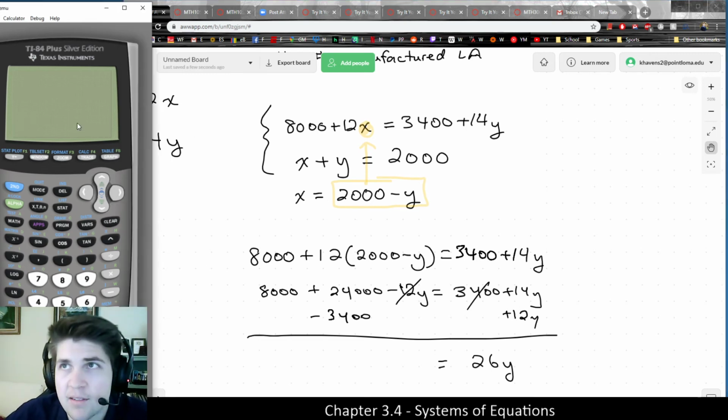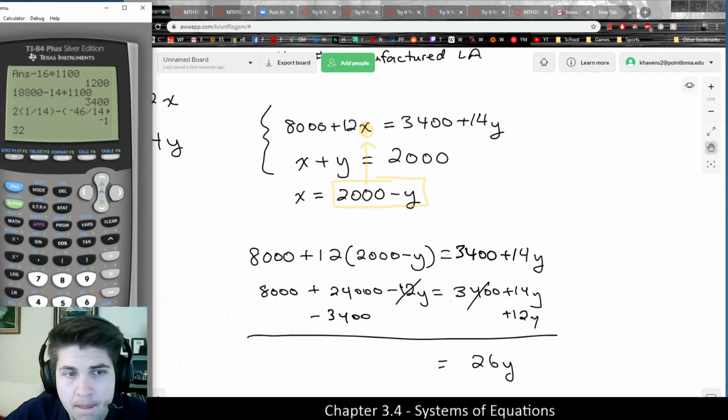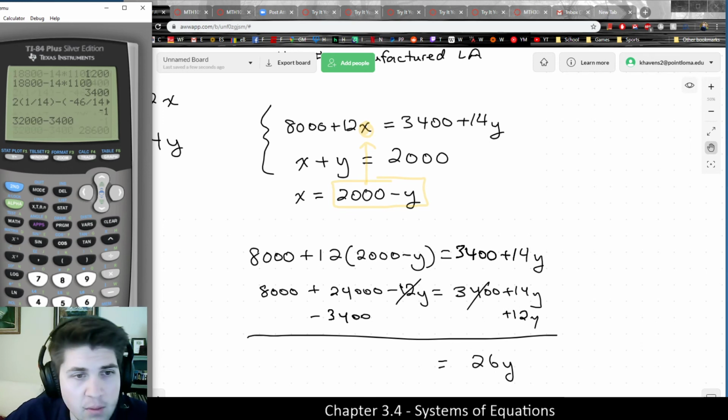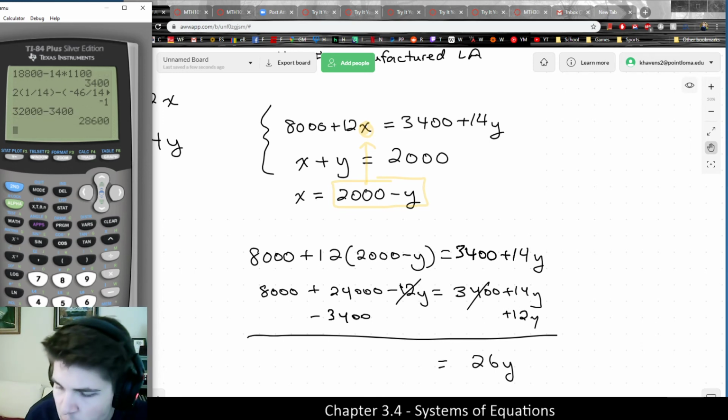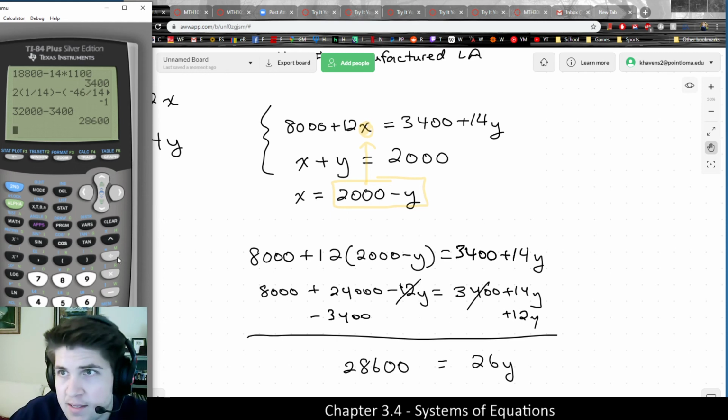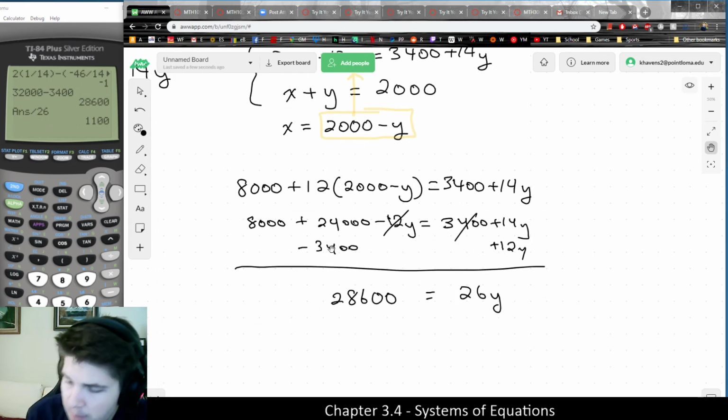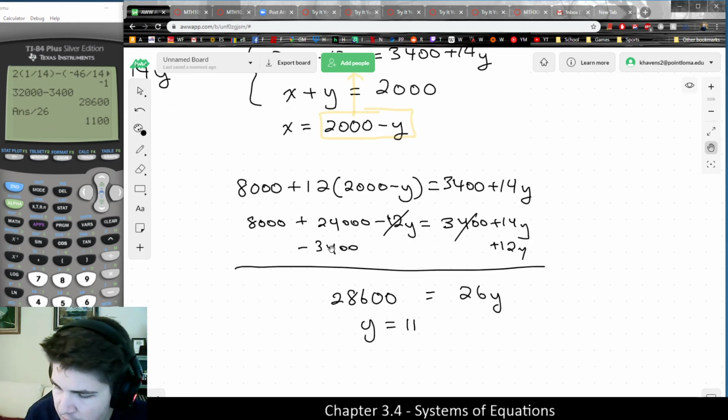I'm just going to use my calculator because I don't want to mess it up. 32,000 minus 3,400. That would leave us with 28,600. And then I could divide through by 26 to get y. And apparently here y is equal to 1,100.